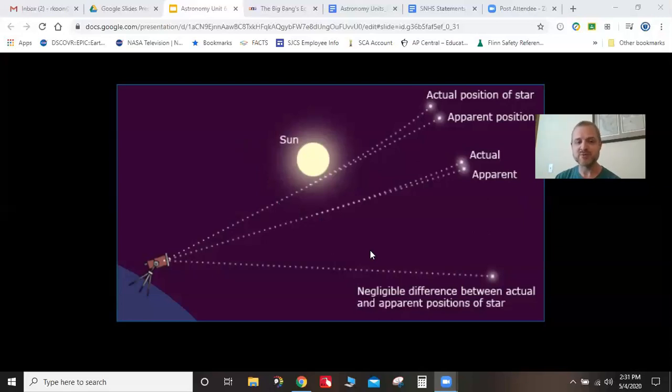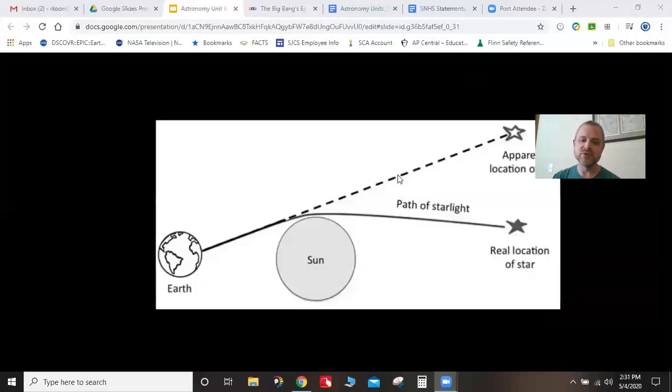So how in the heck do you observe this? And this is one of the things Einstein theorized. Well, the only way to do it, or the way that it was discovered, was to do it during a solar eclipse. So look at this diagram.